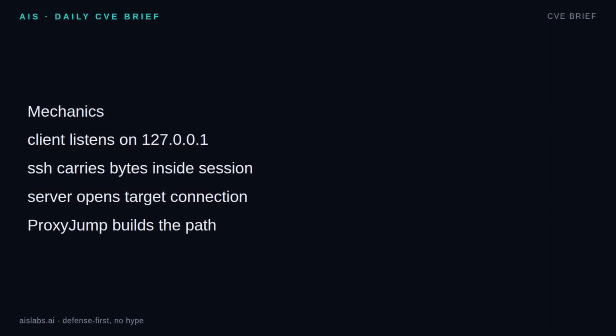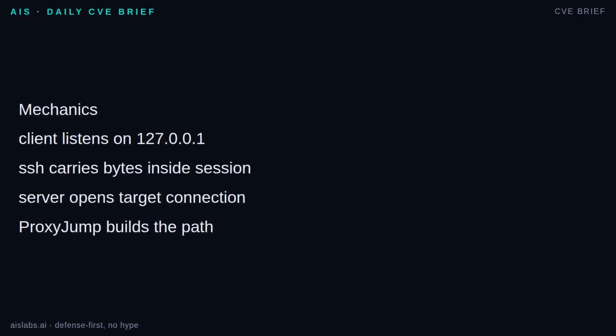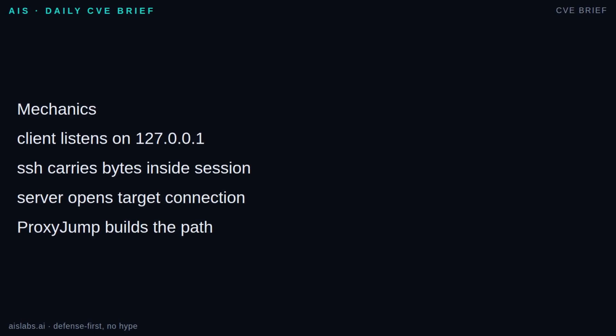For a local forward, the SSH client opens a listening socket on your machine. When your browser connects to that socket, the client packages the stream into the encrypted SSH connection. On the remote side, SSHD opens a new TCP connection to the target host and port. That target name is resolved from the remote side, not from your laptop.